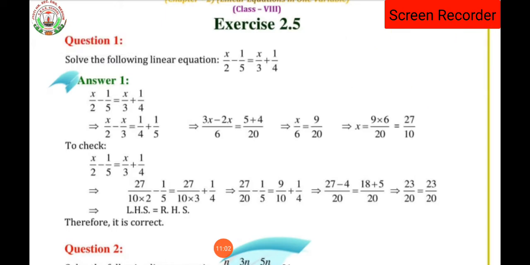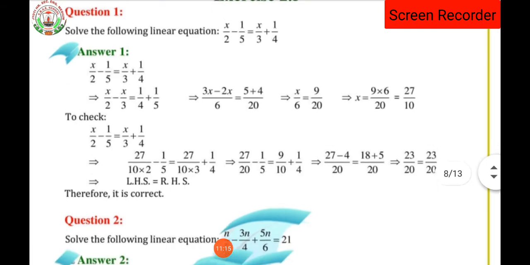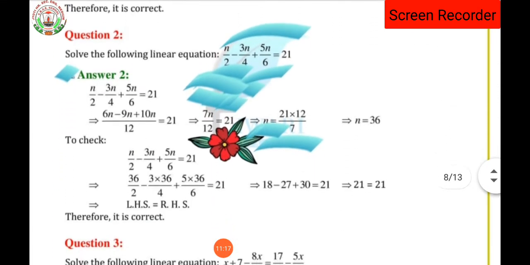Clear everyone? So since in the question it is not asked to check, you can leave the last part of the question, that is to check. Checking is not asked in the question, so even if you do not check here, it will be fine. Okay? Then after this, question number 2.